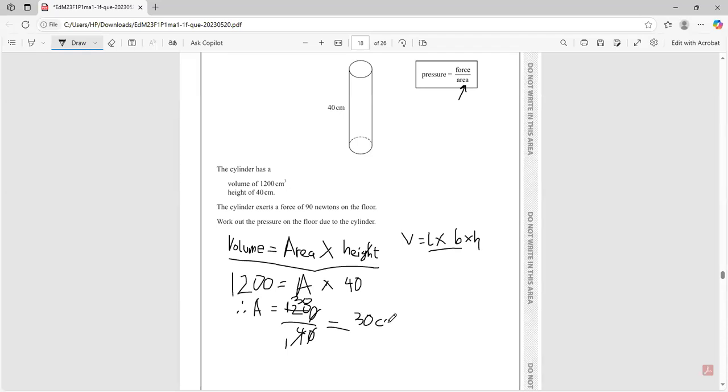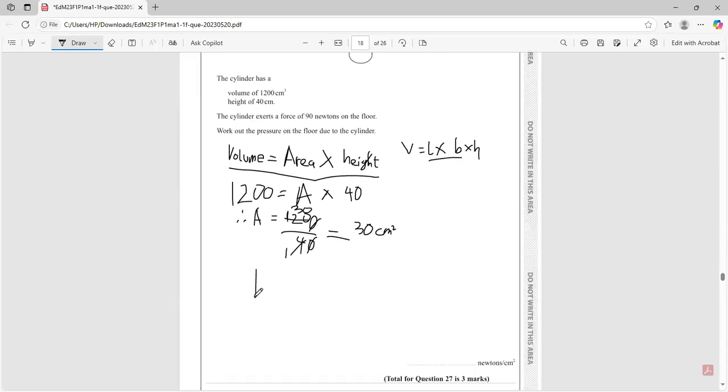30 cm squared. But that's not the final answer, because the question said work out the pressure on the floor due to the cylinder. Now I know the area. Therefore, pressure P is equal to what? Force over what? Area. Yes. And the force, they've already told me what the force is. Force is what? 90 newtons. And I'll say 90 divided by what? 30.